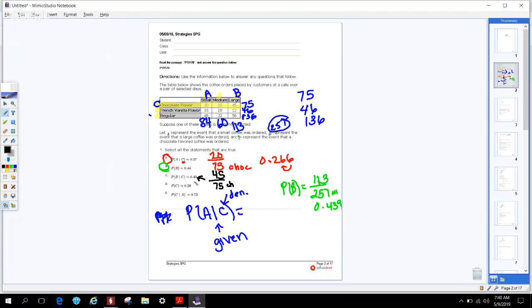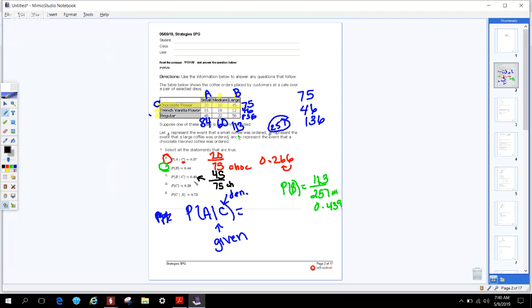So the main thing is wherever the word given is, whatever comes immediately touching the given is your denominator. So sometimes it might say, given the person had chocolate, that chocolate is still going to be the denominator, even though they mentioned it first. I don't know if that's your question exactly.